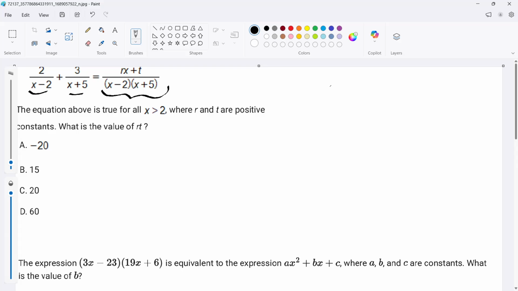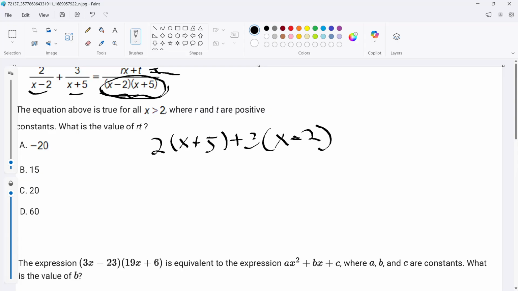So this one is just, you're going to multiply the first numerator by the second denominator, the second numerator by the first denominator, and that'll be what's on top. And then your common denominator is just the two of them. I'm not even going to write that down because I don't need to worry with it. So this can be 2 times x plus 5 plus 3 times x minus 2. And then yes, it's divided by x minus 2 times x plus 5.